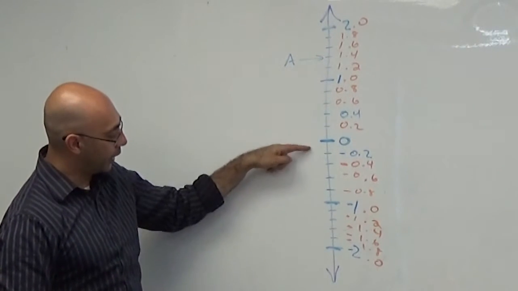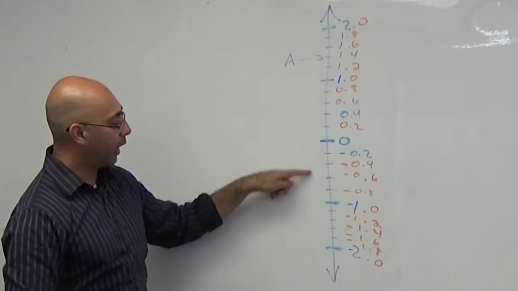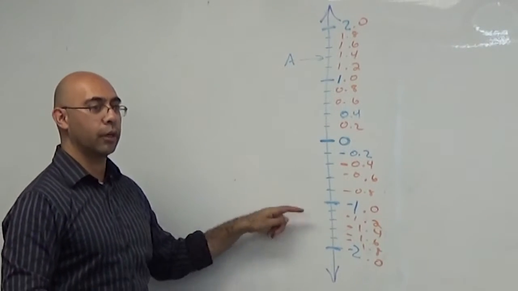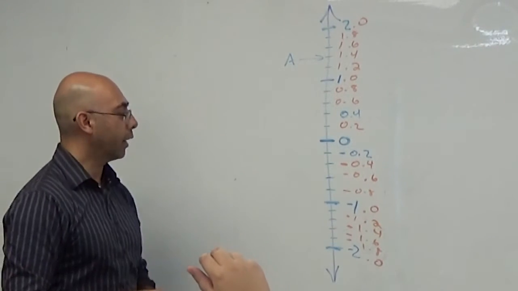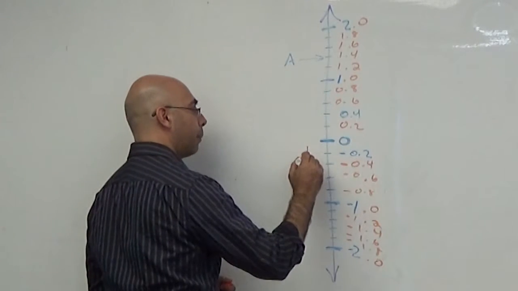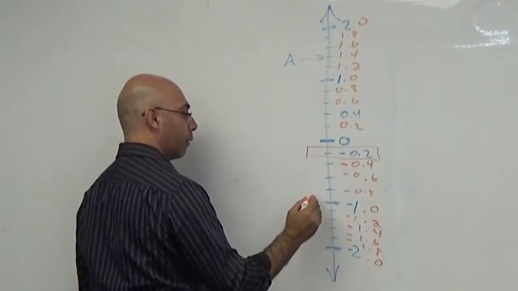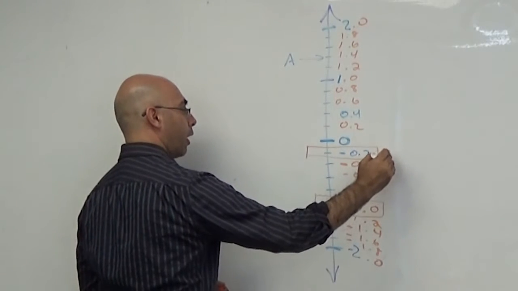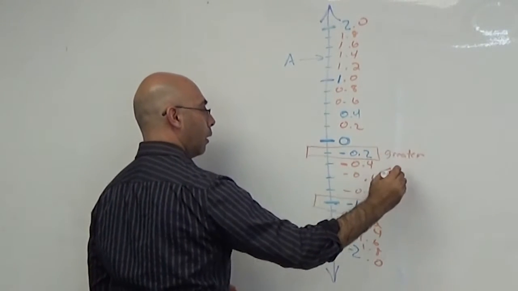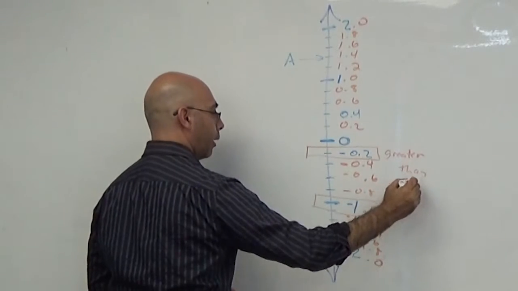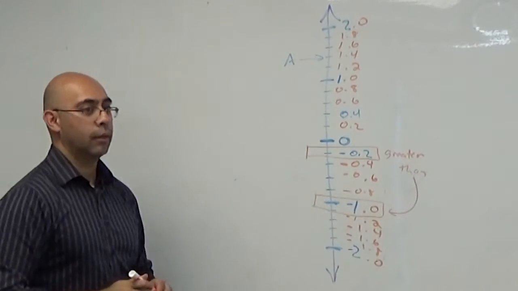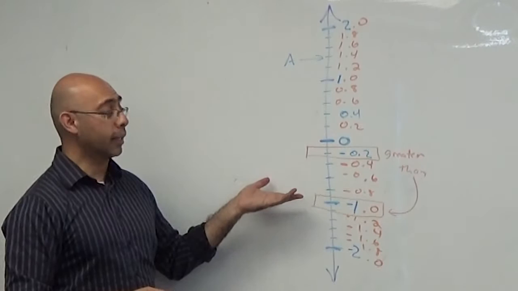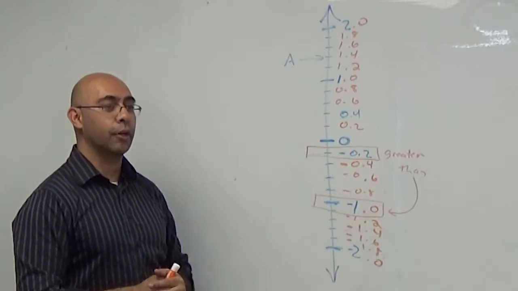How do I know by looking here which is bigger and which one's smaller? All right, so you just look at the graph here. Whatever's up on top is going to be bigger. So this is greater than that. And it's just by looking at the graph. If it's higher up, it's greater.